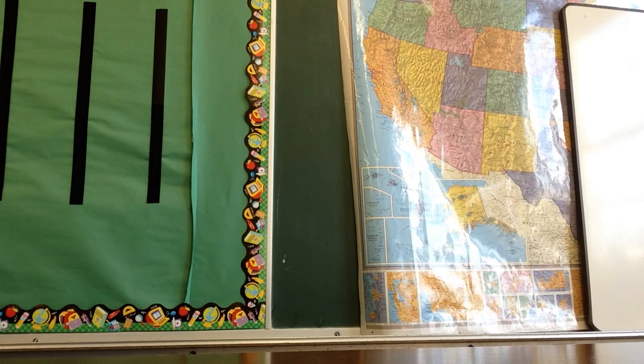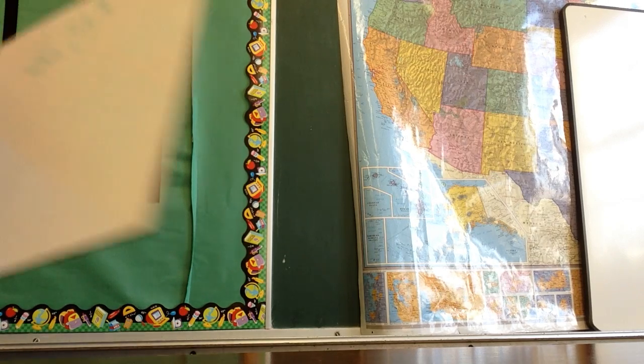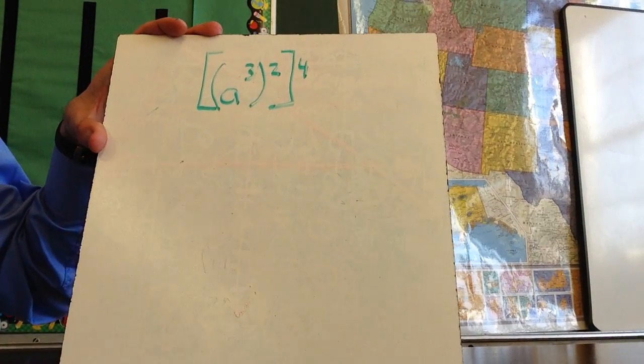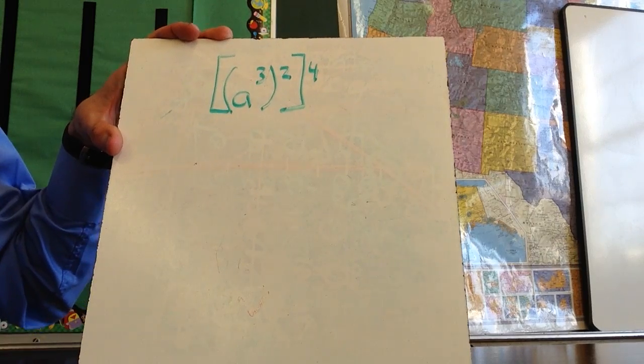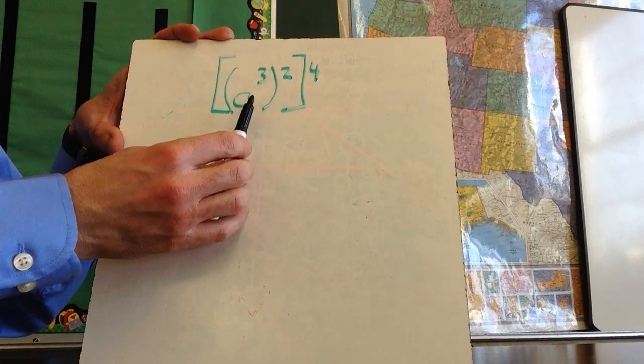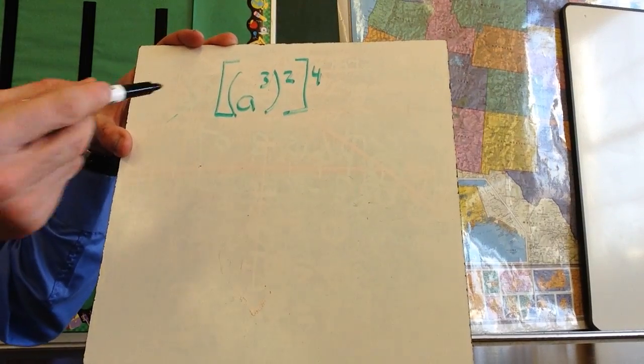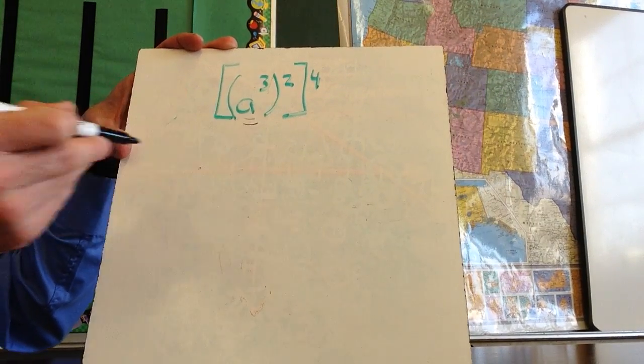Hold on, I'm rewriting this one real quick. All right, so what happens when you get this? So I got a to the third squared and then all of that to the fourth. So remember now, this is just a single base. So I can work this in two ways.